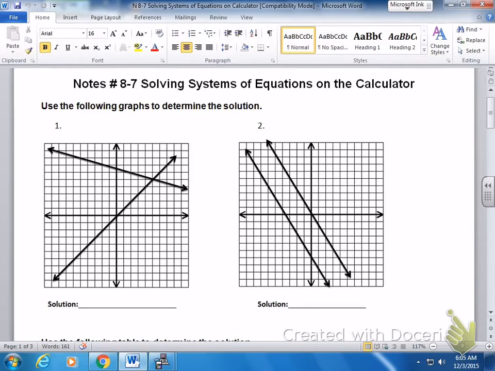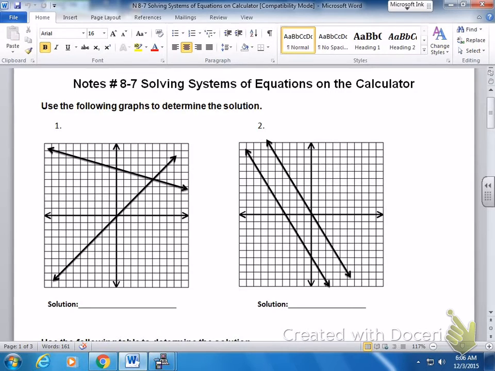All right, guys, so this is the last section of our solving systems chapter. Today we're going to talk about solving systems of equations on the calculator. So we're going to start off showing you what it will look like on your calculator. We'll get the answers from there, and then we'll actually put some info in our calculator.